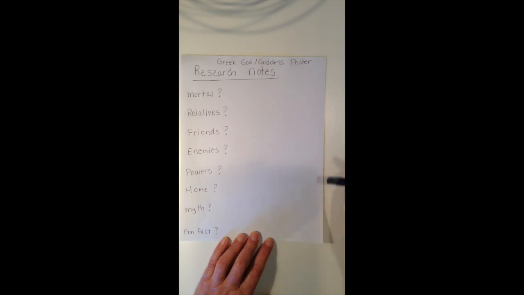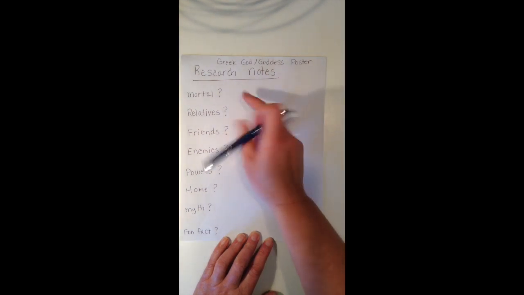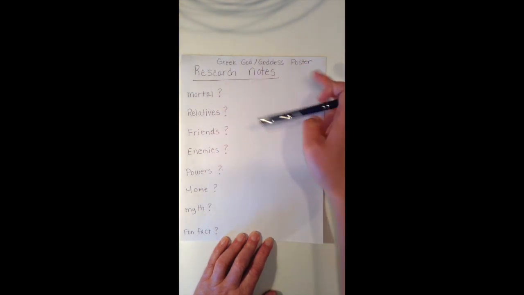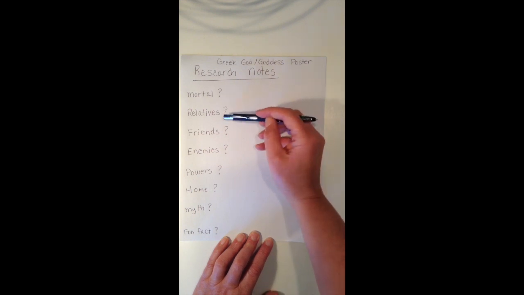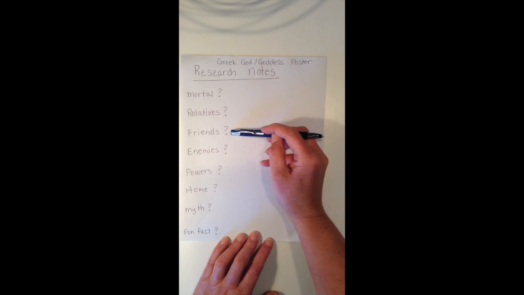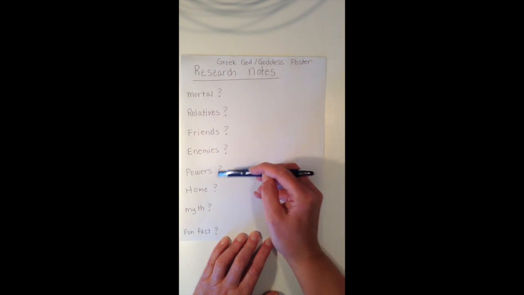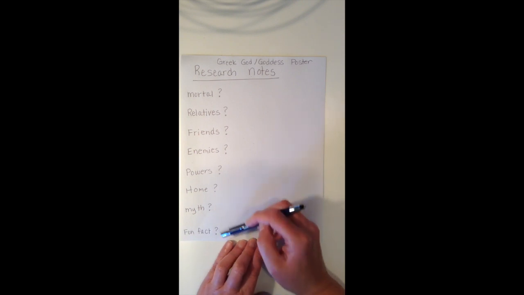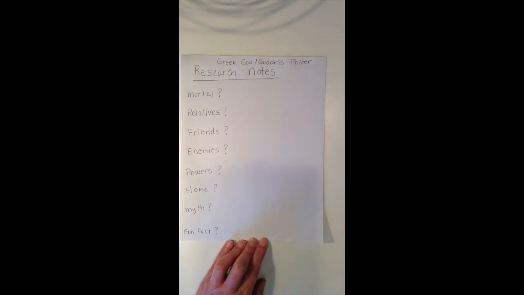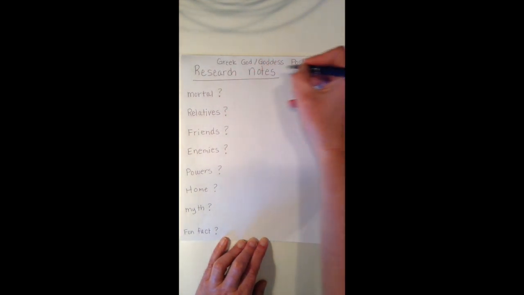The different areas that we are researching on our Greek god and goddess poster is if they are mortal, meaning they die, or immortal, who their relatives are, their friends, their enemies, powers, home, where they live, a brief summary of the myth, and a fun fact. For my project, I am going to be researching Hermes.